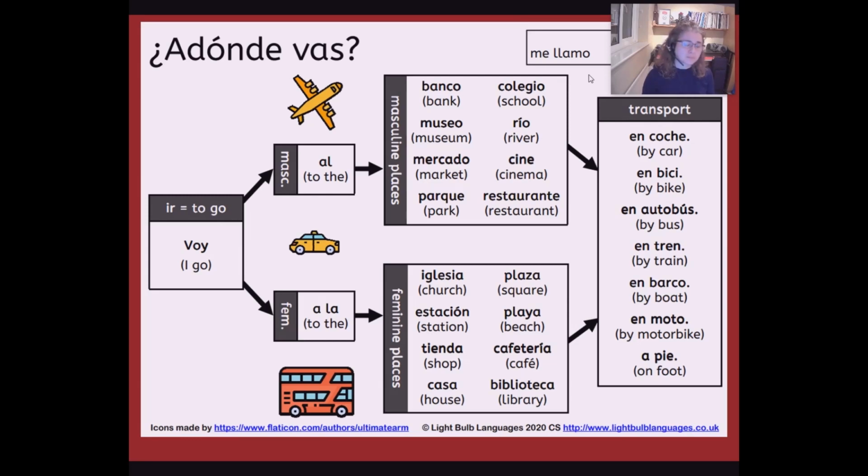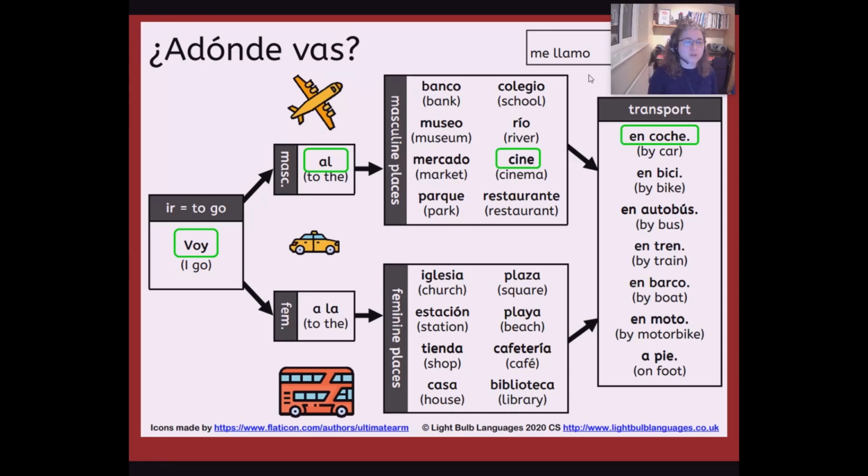So here's an example. Have a look at the green boxes there. I could say, "voy al cine en coche". Can you work out what that sentence would be in English? "Voy al cine en coche." Have you got it? I go to the cinema by car. And I follow the arrows so I know that that sentence is going to be correct. If you go somewhere the arrows don't take you, it's not going to be a correct sentence.